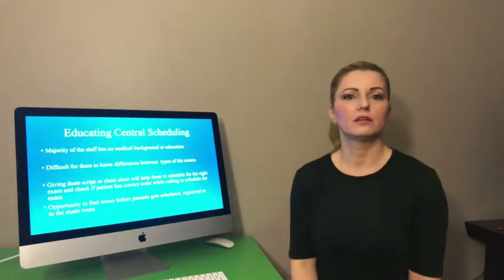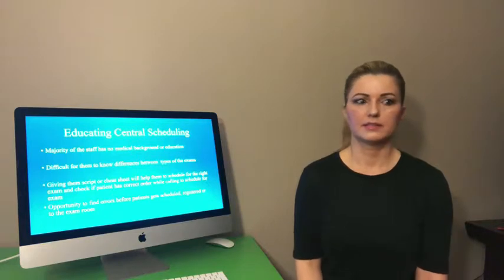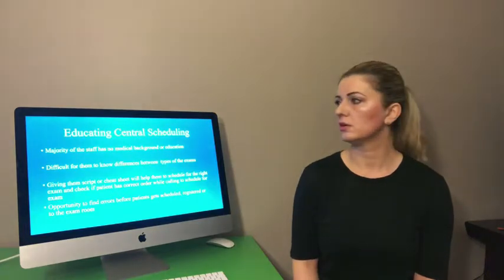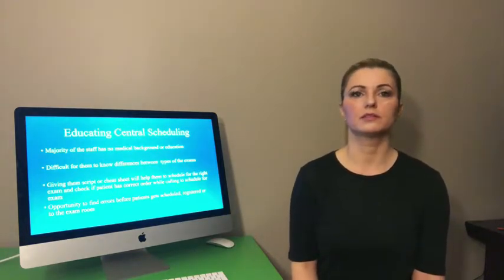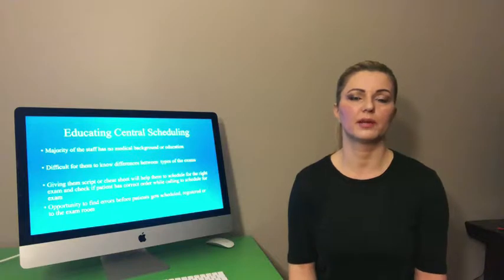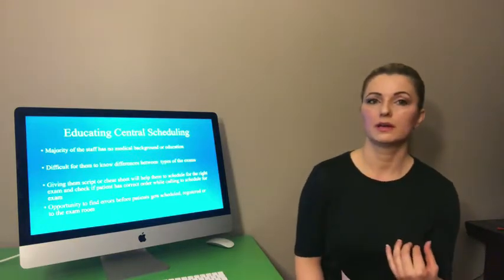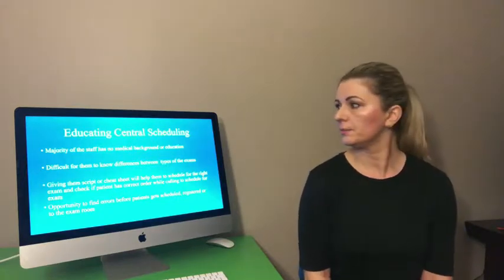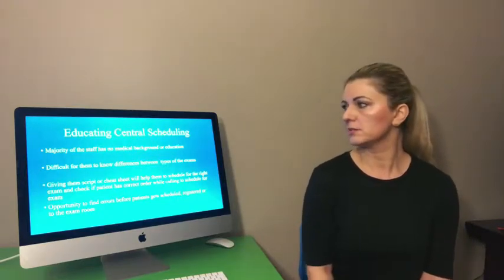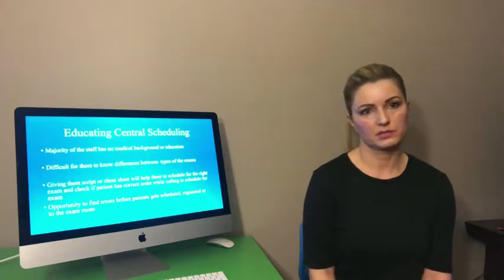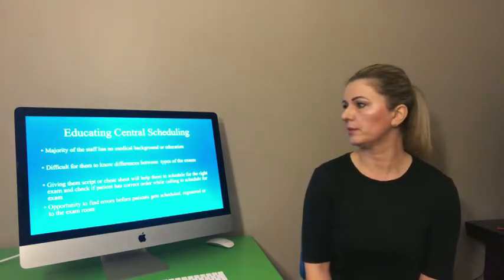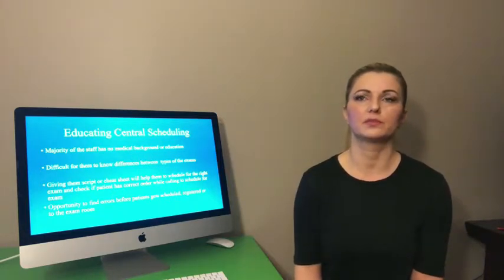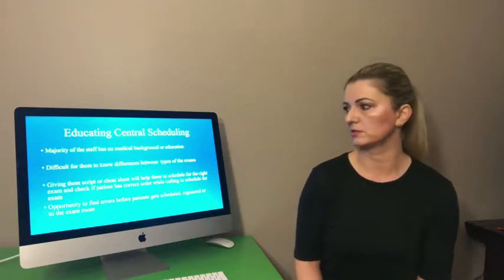The next step would be educating central scheduling. As I said before, patients have a wrong order and they call and want to schedule their exam. The error is already made, but there is still a chance we can catch it before the patient goes through all these steps, comes to the exam, waits, and then finds out they have an incorrect order. The problem with central scheduling is that the majority of the staff there are administrative staff, and they have no medical background or education, so it's very difficult for them to differentiate between different types of exams and what the patient needs to be scheduled for.